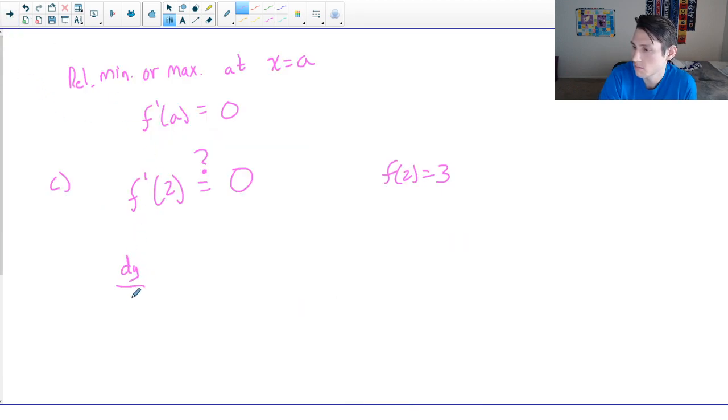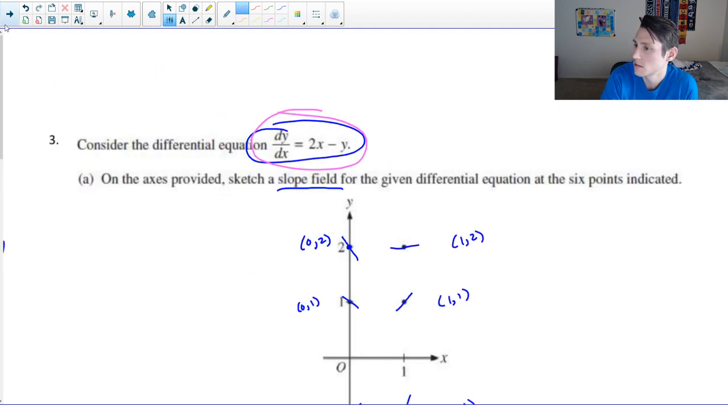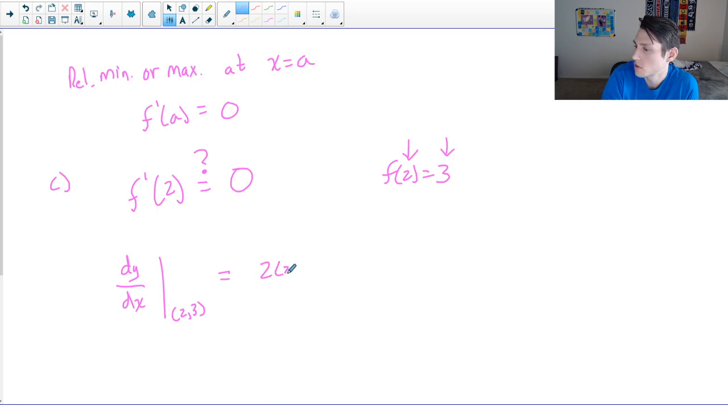Okay, so let's just see what happens. Dy dx at, so if x is 2, that means y is 3, right? We know that from the initial condition. If we plug in 2 to the regular function f, we get 3. All right, so the formula is 2x minus y. Okay, so 2 times 2 minus 3, which is 1. And more importantly than it being 1 is that this is not 0.